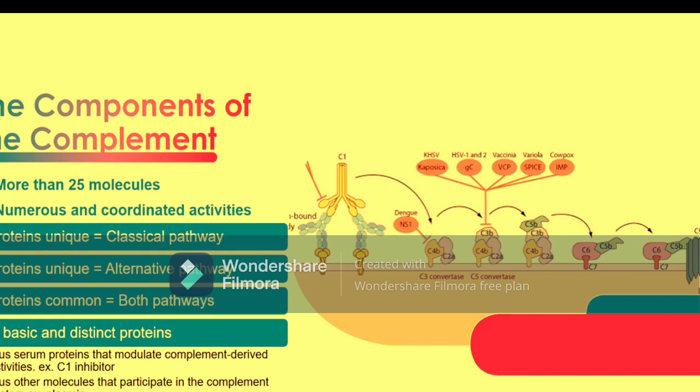The complement system has three main effects which will be discussed in the video. The first one is the lysis of cells, or cytolysis. The second one is the generation of different mediators. And the third one is opsonization.